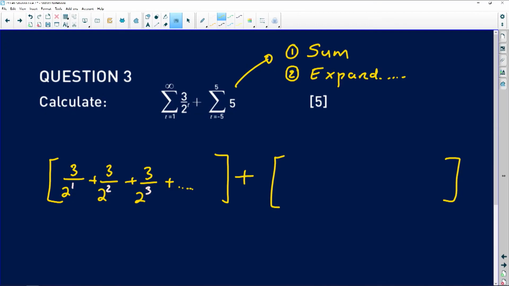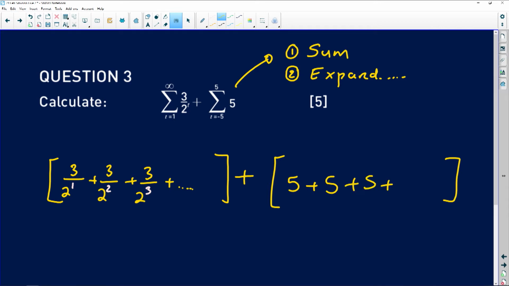Now, this is simply going to become, because it's a constant, there's nowhere to put that particular t value from minus 5 all the way up to 5. So it's going to be the first 5 that I'm going to get when I put t as minus 5, plus the second 5 I'm going to get when I put t as minus 4, plus the third 5 that I'm going to get when I put t as minus 3.